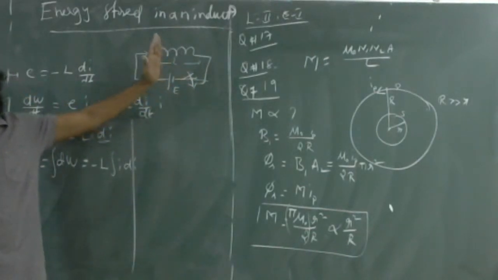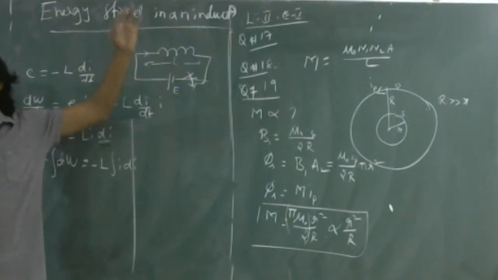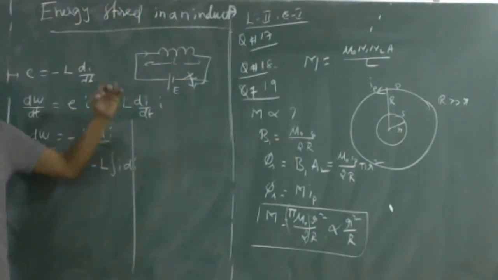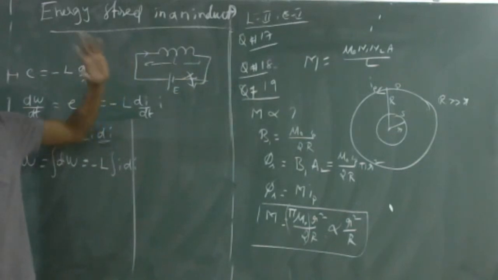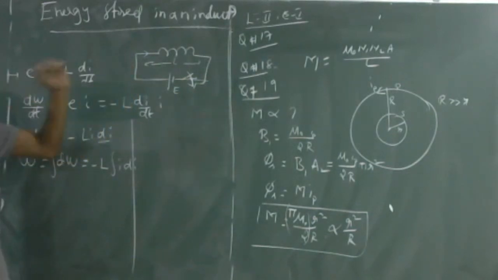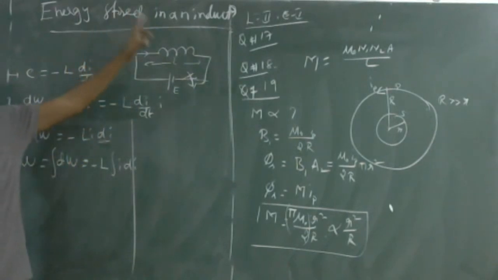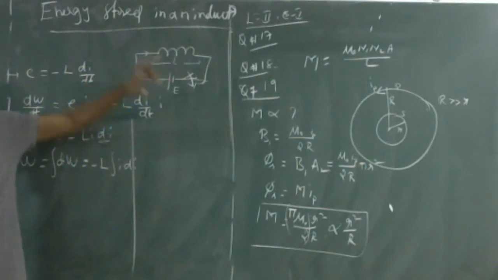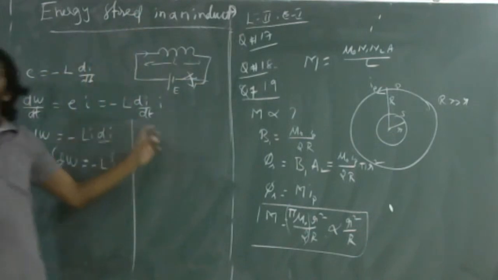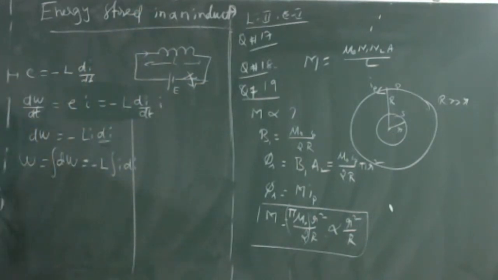Whereas if you break the circuit, then from maximum value it decreases to 0. So on the circuit, off the circuit, or break the circuit, make the circuit. If you make the circuit, the current increases from 0 to maximum. Break the circuit, current decreases from maximum to 0 value. So this terminology you have to remember here.